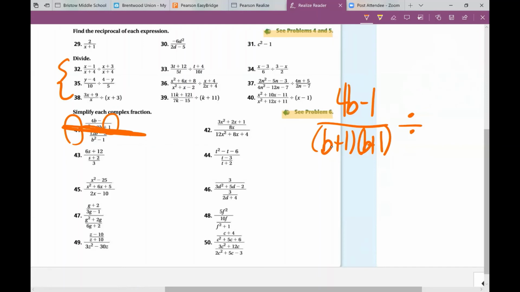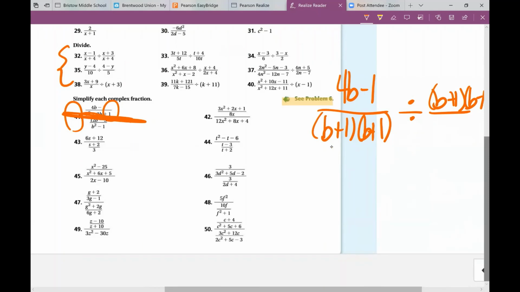Hopefully you remember that when you're dividing fractions, you take the reciprocal. So instead of the numerator being on the top, that numerator is going to flip to the bottom, and the current denominator is going to flip to the top. So I'll start in the denominator, b squared minus 1. That is a difference of 2 squares. So that would be the quantity of b plus 1 times the quantity of b minus 1.